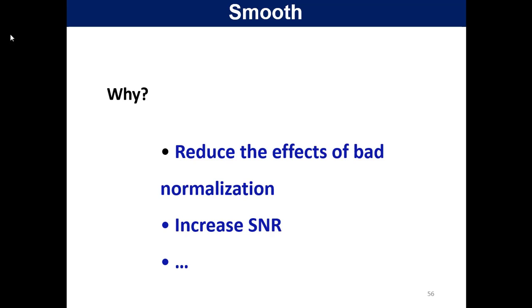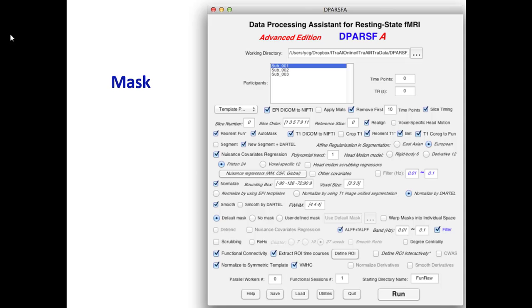And why smooth? Because we would like to reduce the effects of bad normalization. Sometimes for some people, the normalization is not so good. So if you smooth, you just blur the bad effects. It's not too good, but everybody is somewhat bad, so you can align better. And it can also increase SNR, because each time series may have some noise, and if you smooth together, the noise will be cancelled.